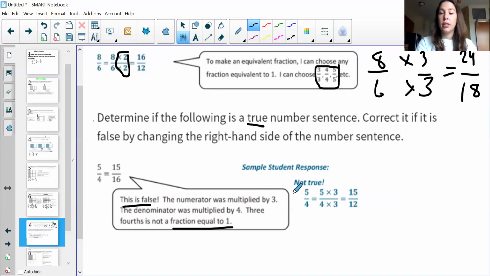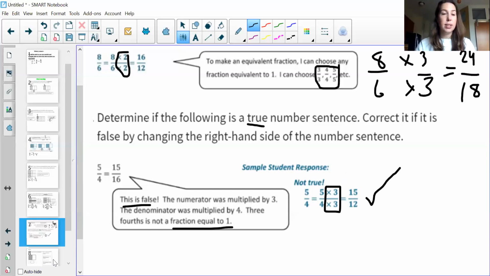So over here, they corrected it. Instead of multiplying the denominator by 4, they multiplied it by 3/3 to make it right. So 5/4 times 3/3 is 15/12. This is the correct answer. All right, let's move on to the let's try it.